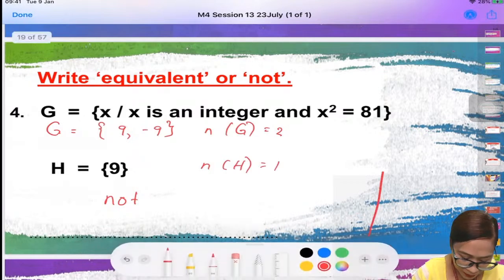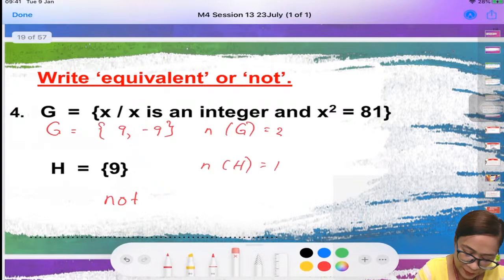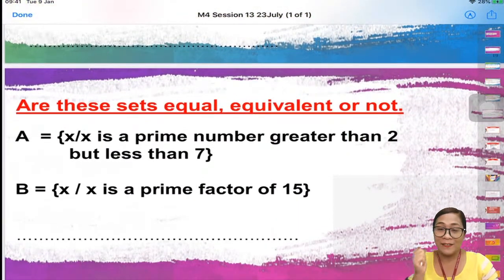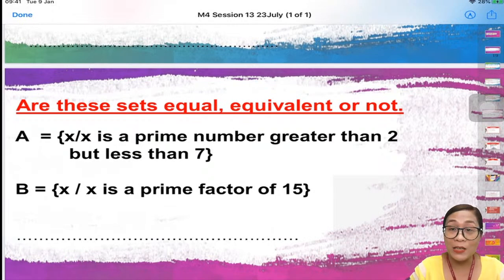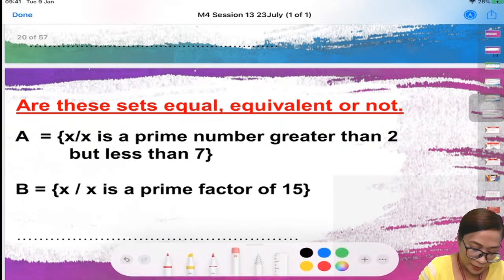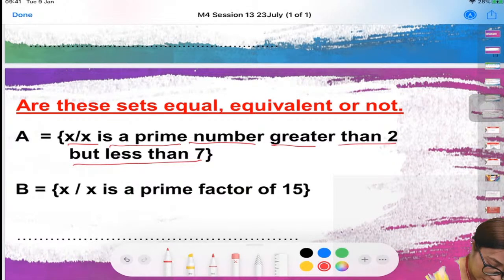Okay. Oops. Now let me erase. Okay. Number 5. How about this one? Are these sets equal, equivalent, or not? So A is the set of all x such that x is a prime number greater than 2 but less than 7. So maybe we'll have here now A in roster form, set A, capital letter A.